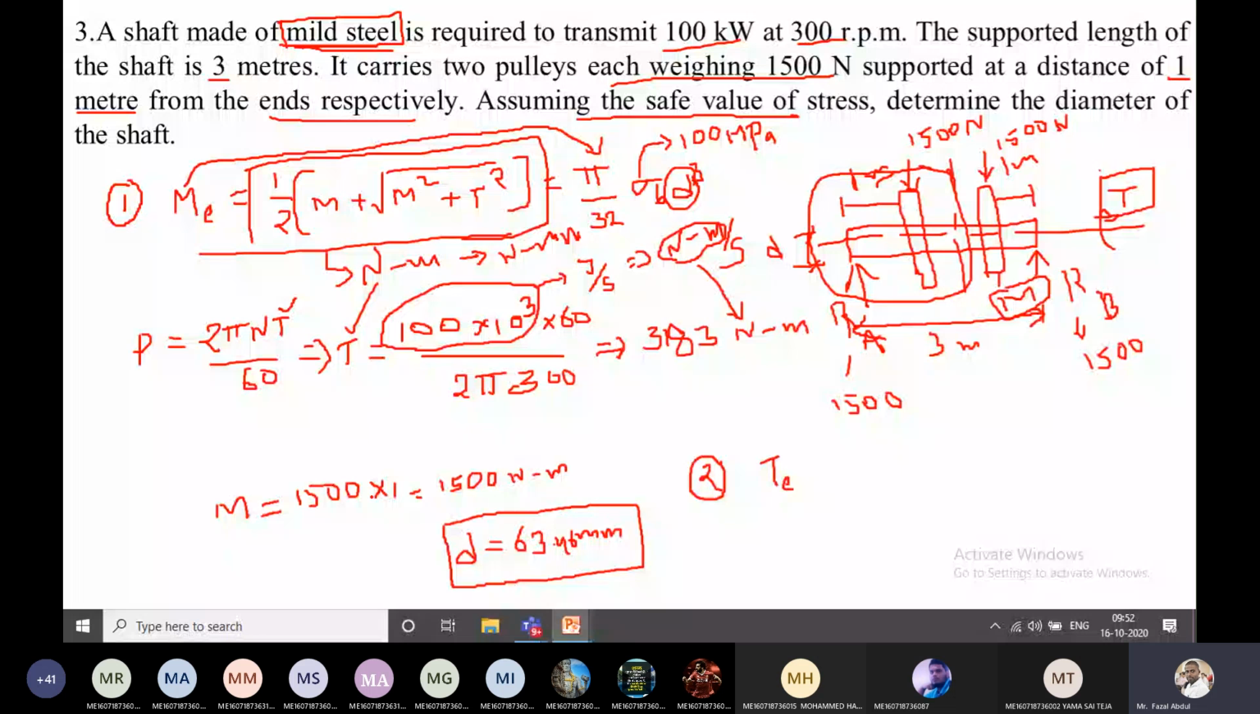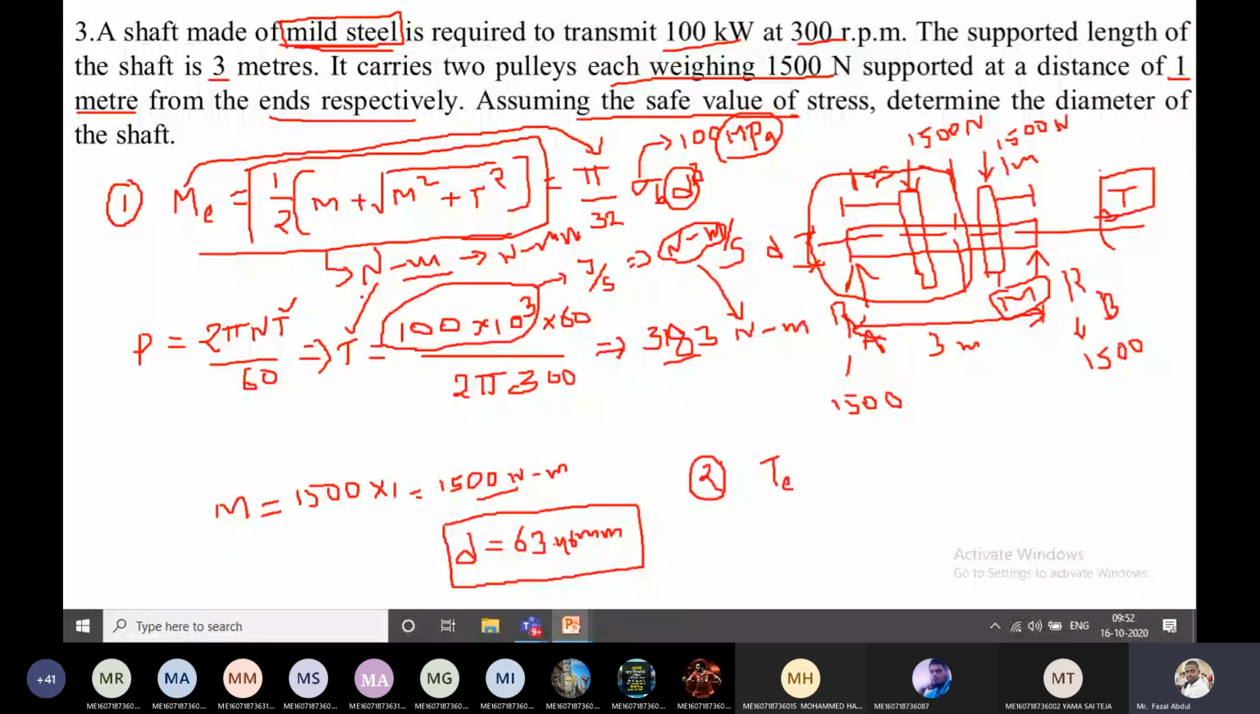So if you substitute the Newton meter value directly into this Newton mm square equation, you will get the wrong answer. Keep in mind that whatever Newton meter value you get, you need to convert it into Newton mm. After converting, you need to equate it to this equation. After equating, you will get the D value. So this is the procedure.